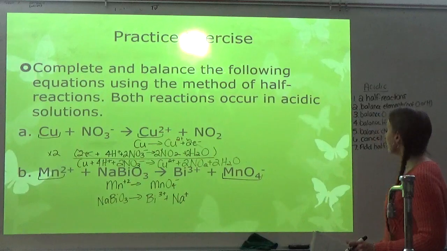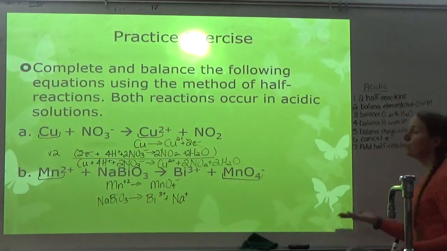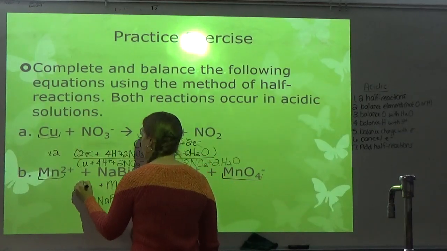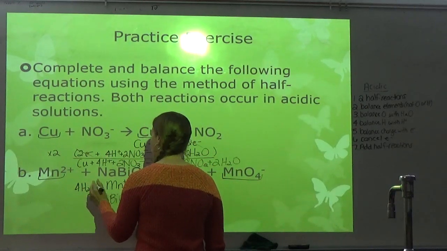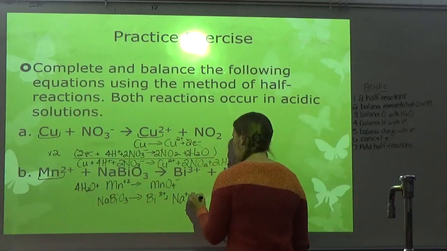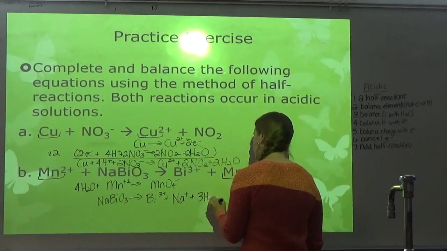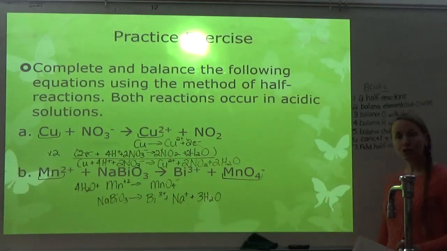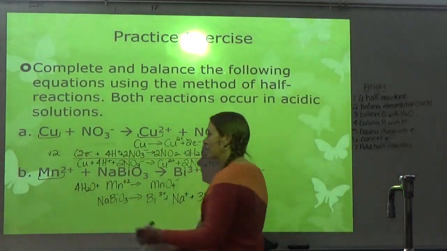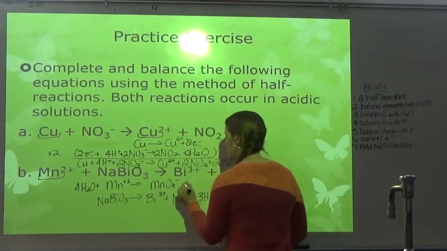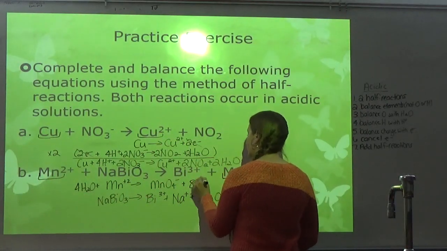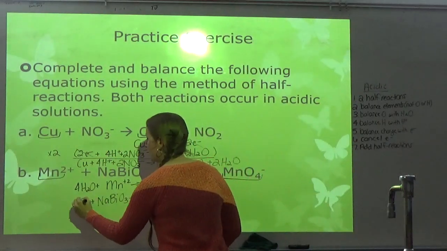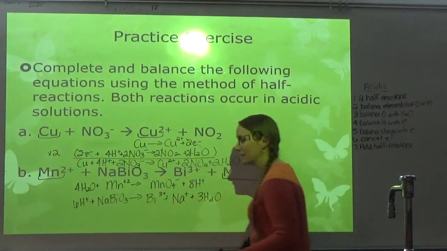All right, so next thing I'm going to do is balance my O with waters. I have 4 O's on this side, so that means I need 4 waters on this side. I have 3 O's on this side, so that means I need 3 waters on this side. So I fixed all my O's. Next, I balance hydrogens with H+. Here I have 8 hydrogens, so on the opposite side I put 8H+. Here I have 6 hydrogens, so on the opposite side I put 6H+.